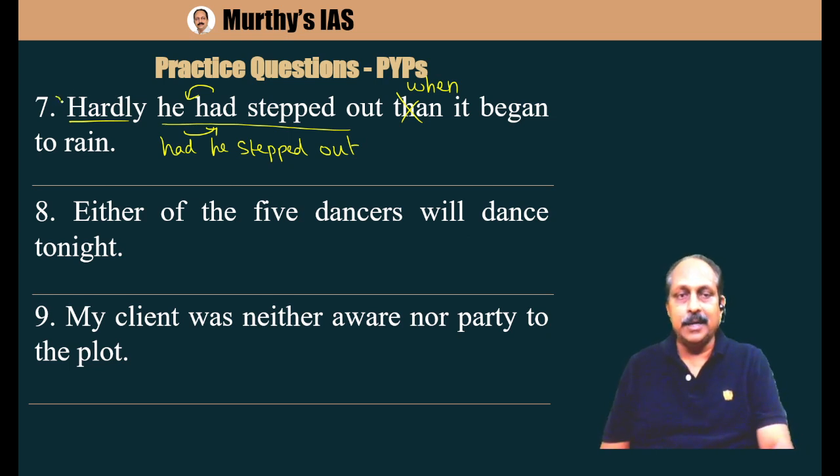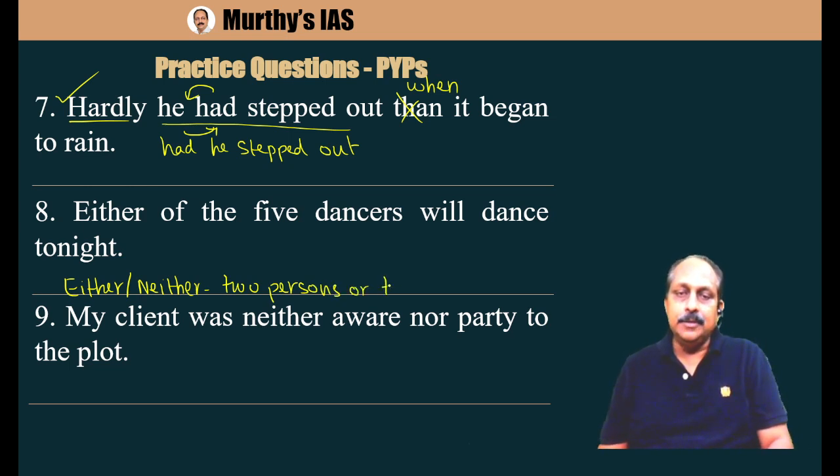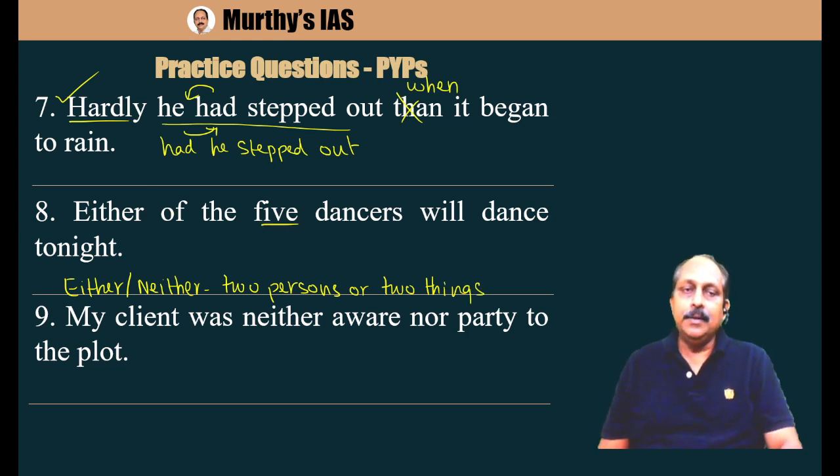That sentence is correct. Either of the five dancers will dance tonight. When we use either, neither, we use these when we talk about two persons or two things. Here we are talking about more than two. Then we cannot use either. We have to say any one of the five dancers will dance tonight. Then it is correct.